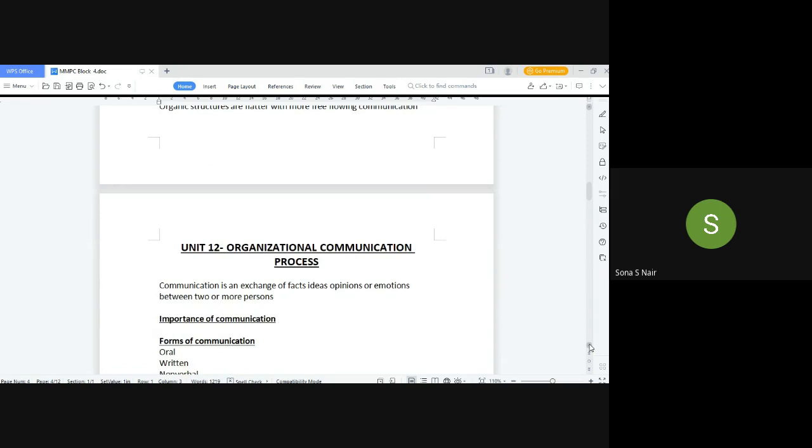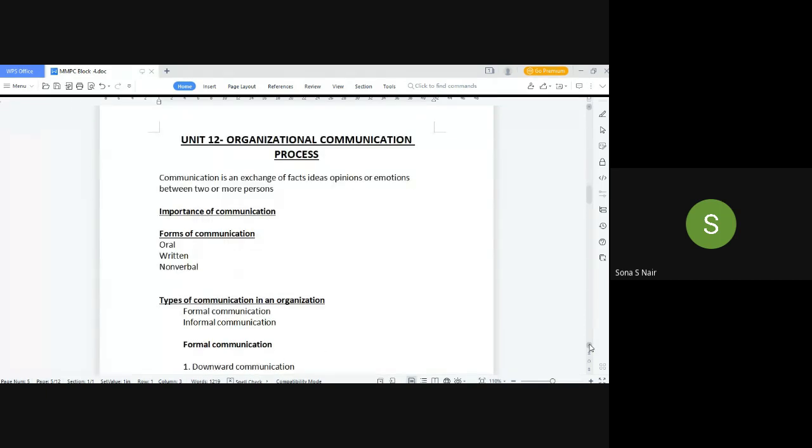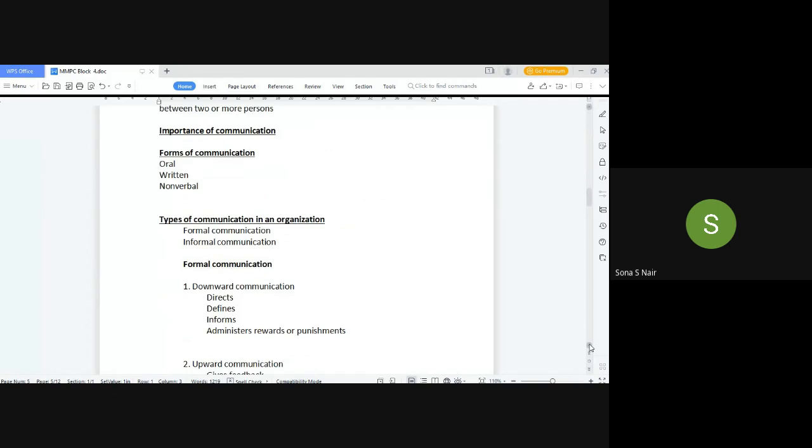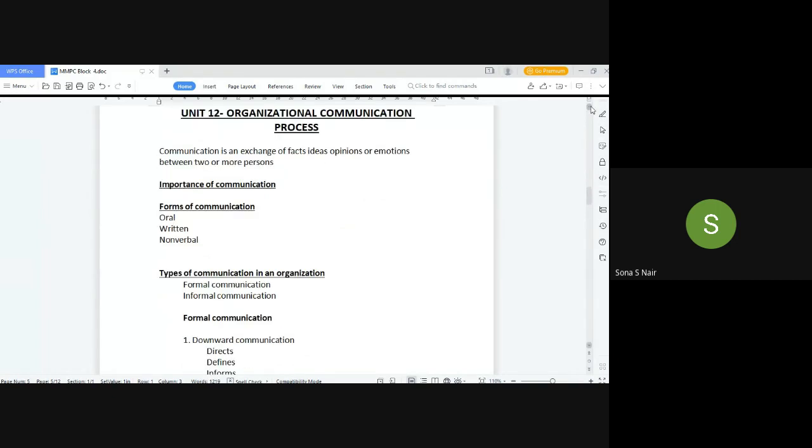Okay. Next unit is organizational communication process. Now, communication is a very simple term, and I think you have a subject also, so you should be aware and familiar with most of the terms that we are going to discuss today. So we will run through these topics, and you should be able to follow, I suppose. Communication is an exchange of facts, ideas, opinions, or emotions between two or more people. And what is the importance of communication in an organization? It is extremely important because anything that happens in an organization happens on the basis of communication. Without communication, nothing exists, right? No tasks can be achieved.